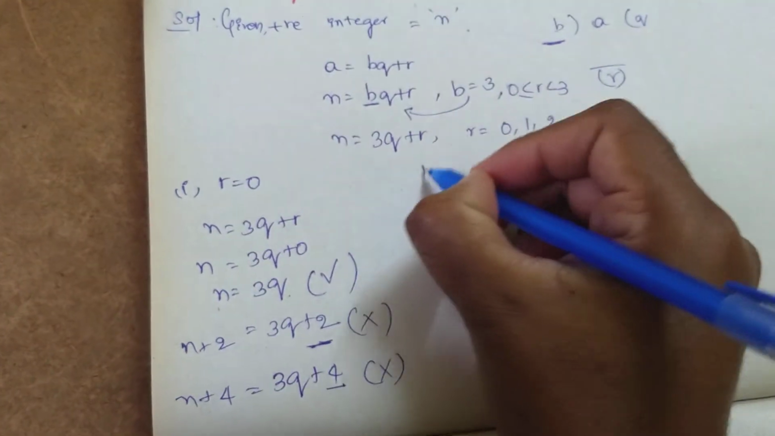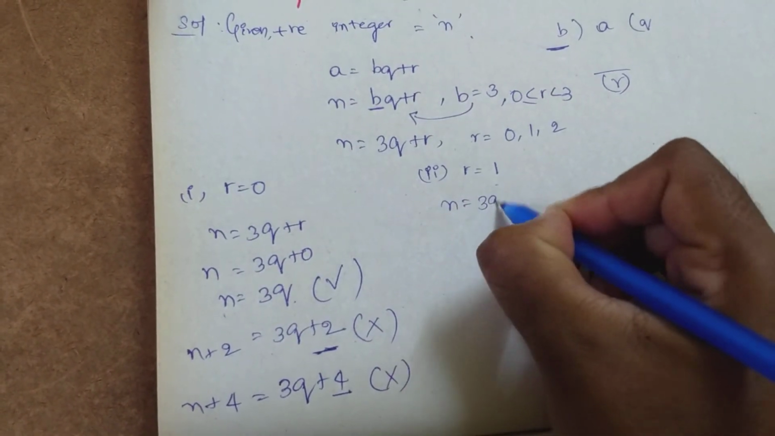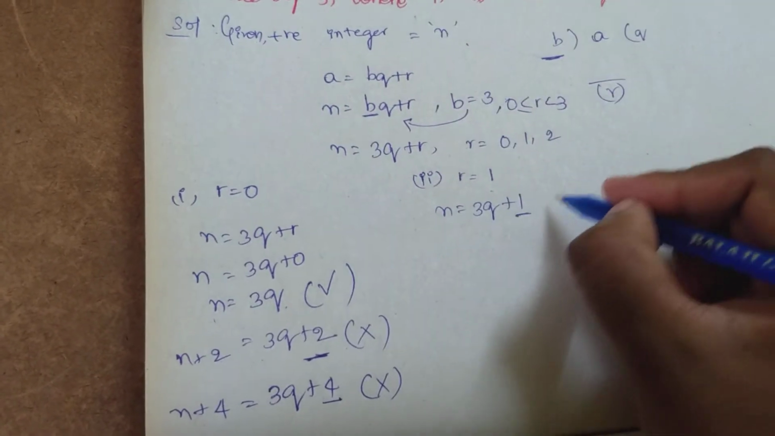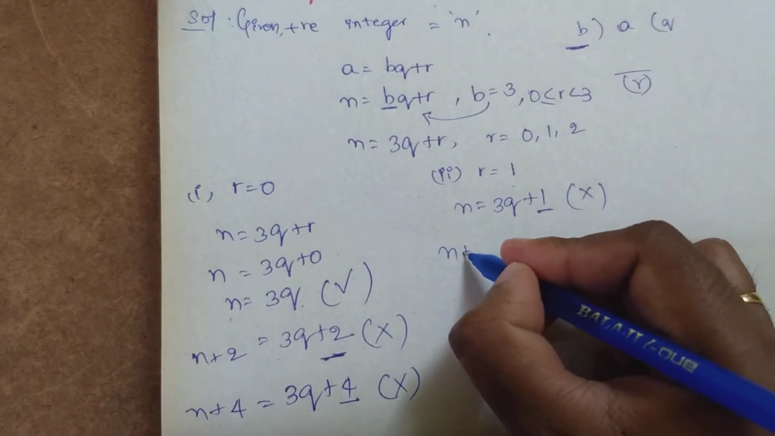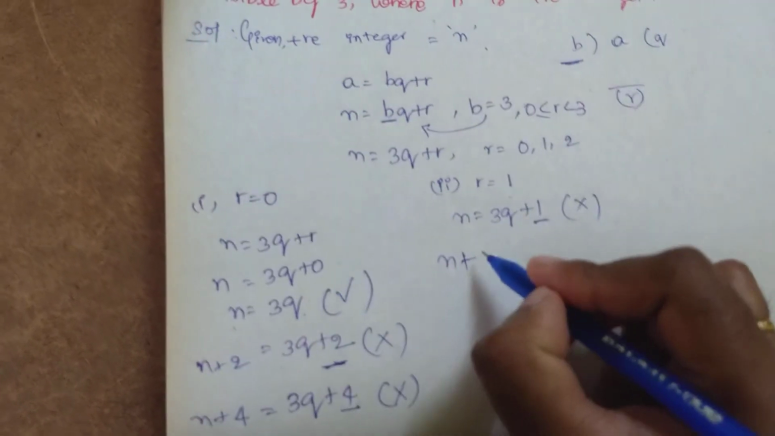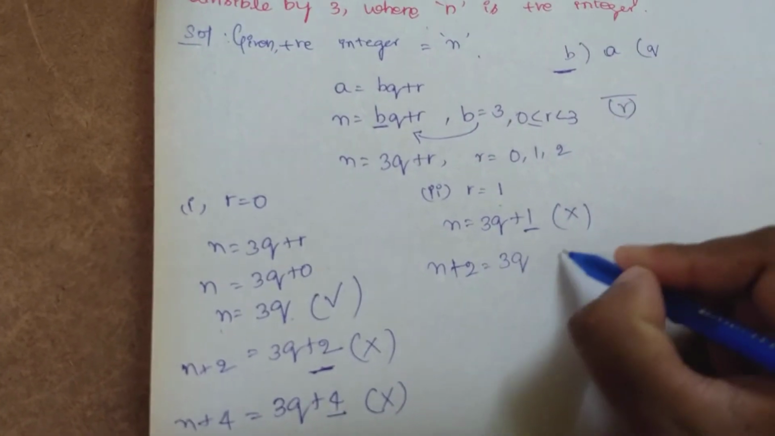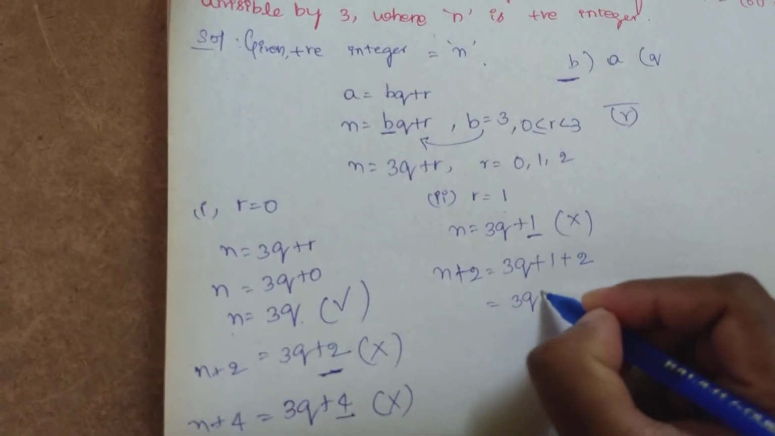Let's move on to case 2, r equals 1. n equals 3q plus 1. Here the remainder is 1, hence it is not divisible by 3. Now for n plus 2 in case 2, adding 2 on both sides to the above equation, 3q plus 1 plus 2. How much will you get? 3q plus 3.